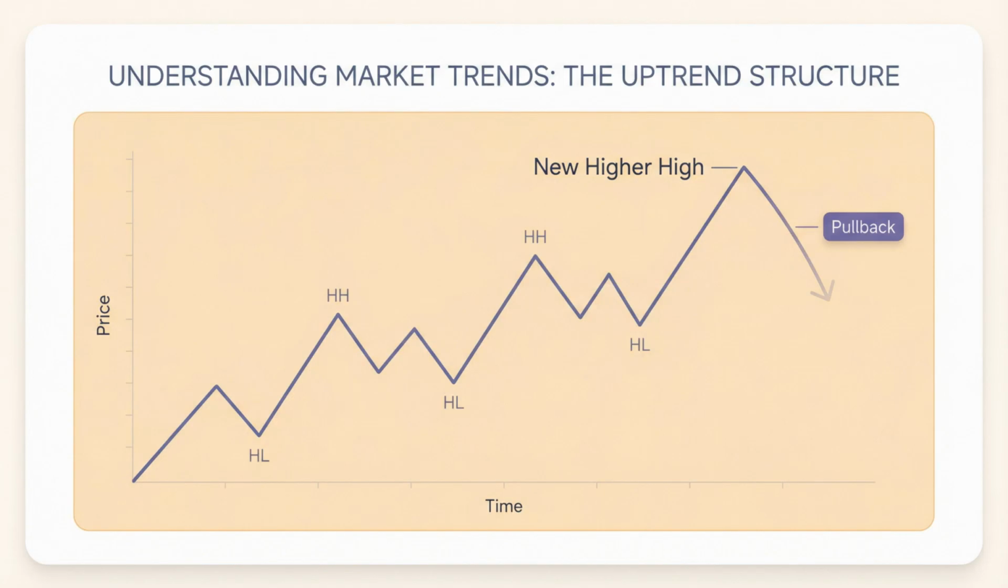Let us examine the pullback strategy during an uptrend. An uptrend is characterized by the market consistently forming higher highs and higher lows. When a stock rises to a new higher high and then begins to fall, traders use the retracement tool to anticipate exactly where the next higher low might form before the trend continues.